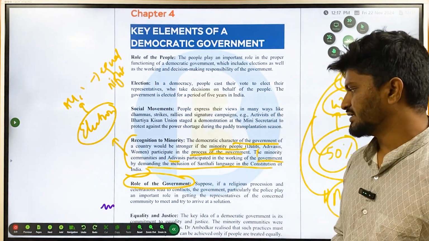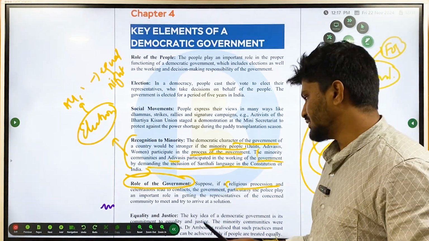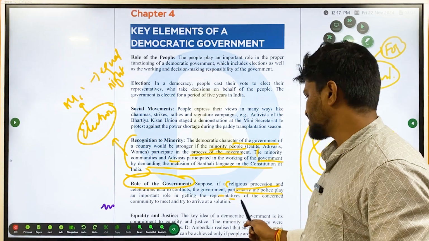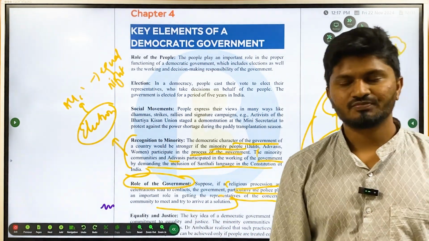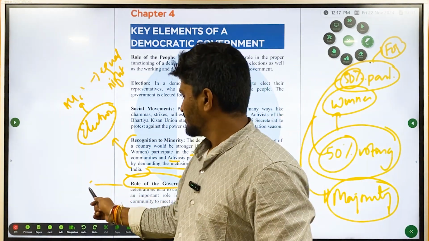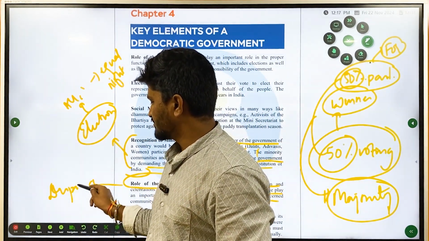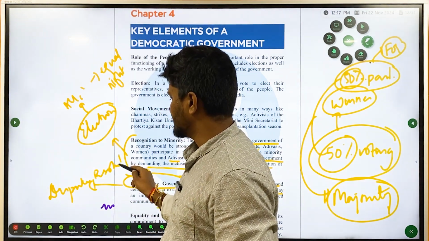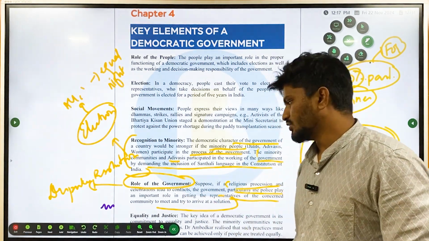Here what they are trying to say is, if a religious procession and celebrations lead to conflict, the government, particularly the police, play an important role in getting the representatives of the concerned communities to meet and try to arrive at a solution. So this is nothing but the function of democracy as dispute resolution. Whenever disputes arise, the resolution is done by the government. That government here is the democratic government.